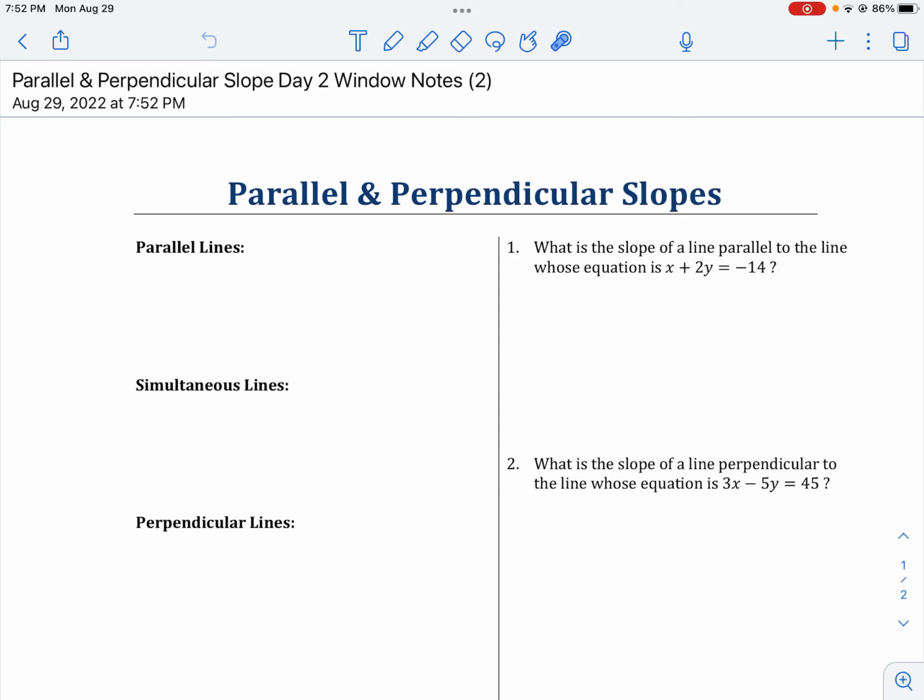Parallel and perpendicular lines, day 2. So parallel lines, recall, that's the symbol that we use. They have the same slope. So slope of the first line, slope of line 1 equals slope of line 2.